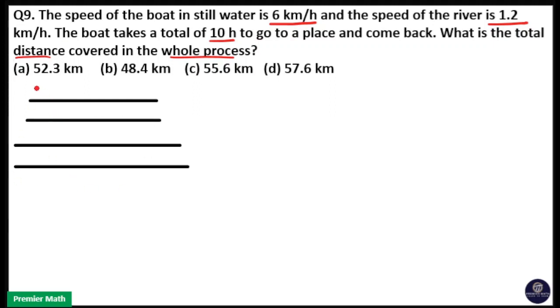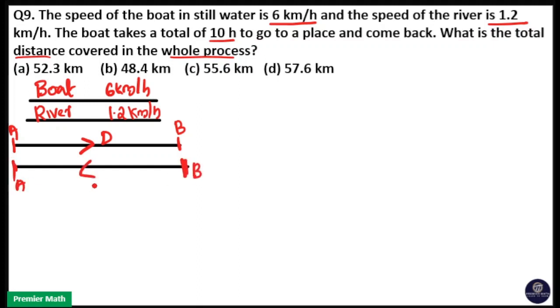If this is the boat, its speed is equal to 6 km per hour. And if this is the river, its speed is equal to 1.2 km per hour. And if a person travels from point A to point B, taking this distance as d, and then he returns from point B to point A, that means he traveled 2d distance in total. So we have to find the total distance, that is 2d here.